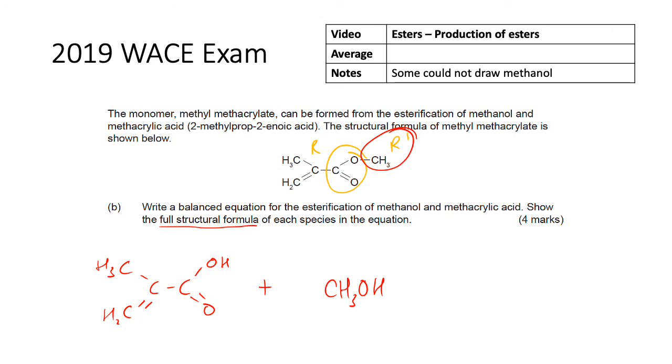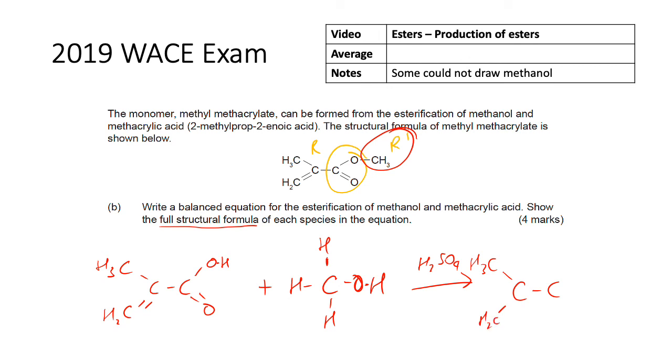And will I get marks for this? No, because I haven't followed the instructions. It wants full structural formula. How do you draw a methanol? Apparently, some people found it hard. That's full methanol. Do I need to show the bond between the O and the H? Better, just in case. And then don't forget the H2SO4. And then because it's a full balanced equation, you've got to start drawing out all the other stuff as well. H2COOCH3. So that's the equation for that.